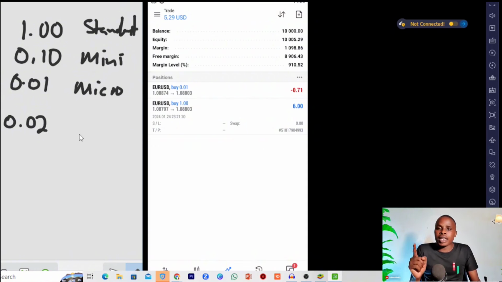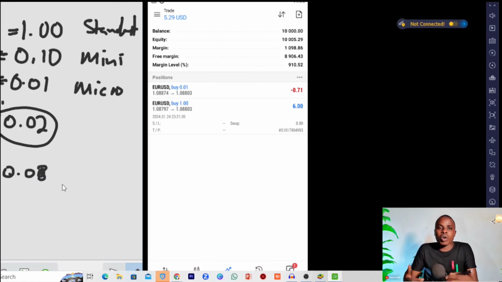But before I explain this, I want you to know that if you are using a standard lot, you are going to be making $10 per pip. If you are using a mini lot, you are going to make $1 per pip. If you are using a micro lot, you are going to be making 10 cents per pip. So let's say you want to make 20 cents per pip, you can use 0.02. If you want to make 30 cents per pip, you can use 0.03.